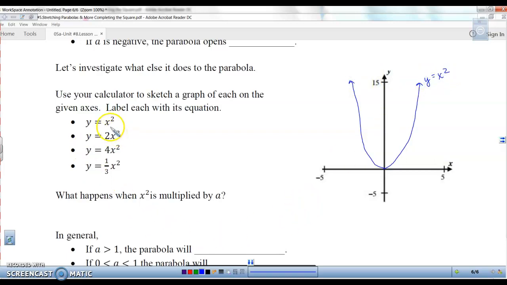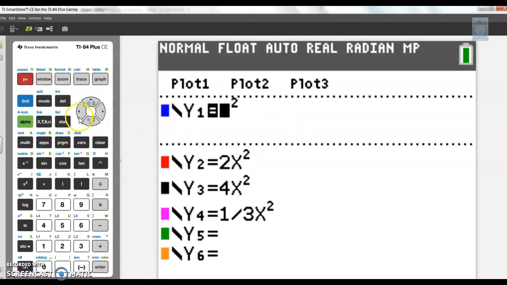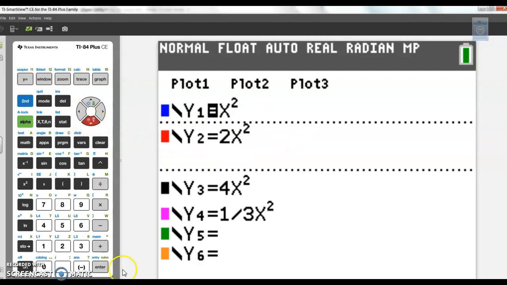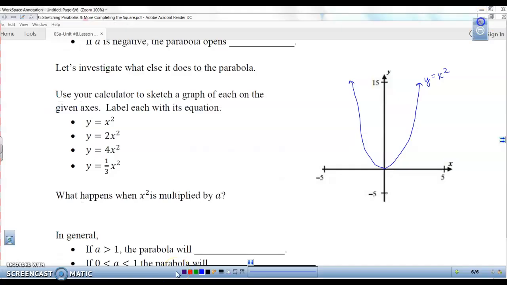Okay, so let's compare what happens when we do y equals 2x squared. I'm going to leave y equals x squared on there, and now I'm going to turn on y equals 2x squared. That's the red one. What happened to the parabola? Well, it looks like it got narrower. Let me draw the parabola on here, in red so it looks like what's on the paper. So y equals 2x squared looks like that.